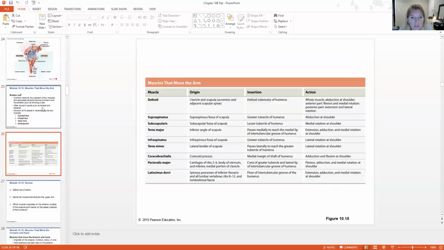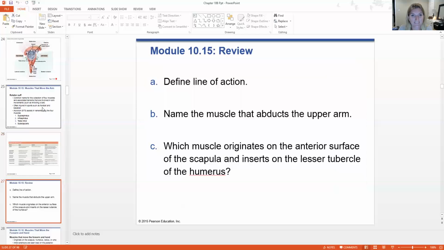Here they are listed for you: origin, insertion, action of all of those major muscles. 99% sure you need to know all of these. You can pause the video here, go back and review.